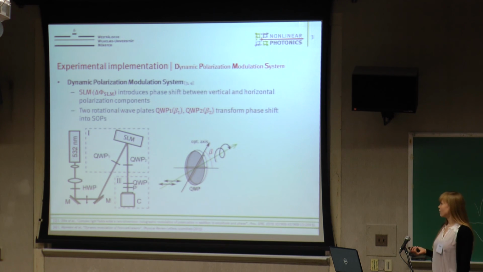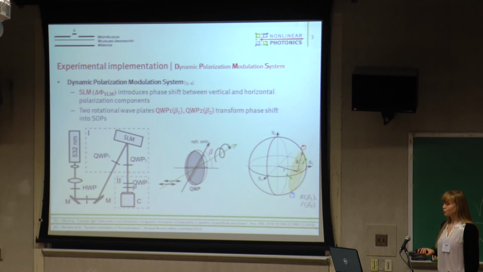And then in the next step, we have another quarter wave plate, which recombines our states of polarization. By this setup, we can now produce states of polarization which can be found on a ring on the Poincare sphere, whereby the radius of the ring depends on the angle of the first quarter wave plate, and the position of this ring depends on the angle of the second quarter wave plate.